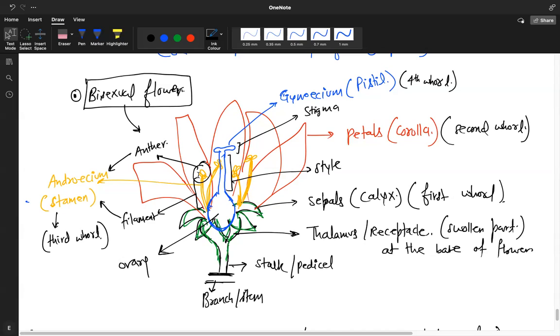Gynoecium consists of three parts. The first part is stigma. Then there's a tube which is known as style. Then we have at the bottom the ovary, and at the down there is the thalamus, which is the swollen part at the base of the flower.